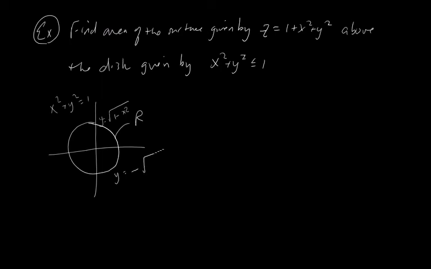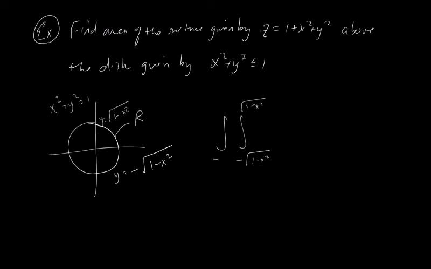So this is going to be negative square root of 1 minus x squared. Okay, so we could set up an integral in rectangular coordinates. It's not going to be pretty, but we could do it. So we could set this up so our region would be going from the lower boundary to the upper boundary in the y direction, from negative square root of 1 minus x squared to positive square root of 1 minus x squared.